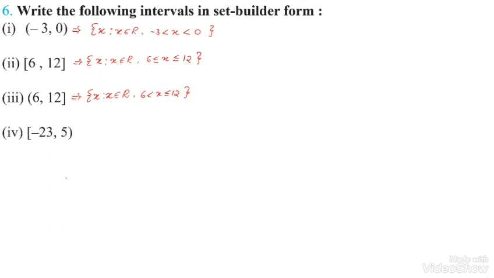Next, question number 4. Here x such that x belongs to R. Now first I can write the boundary points minus 3, x, and 5. Here there is a closed interval, so I can write the less than or equal to condition. Here there is an open interval, so I can write the less than.